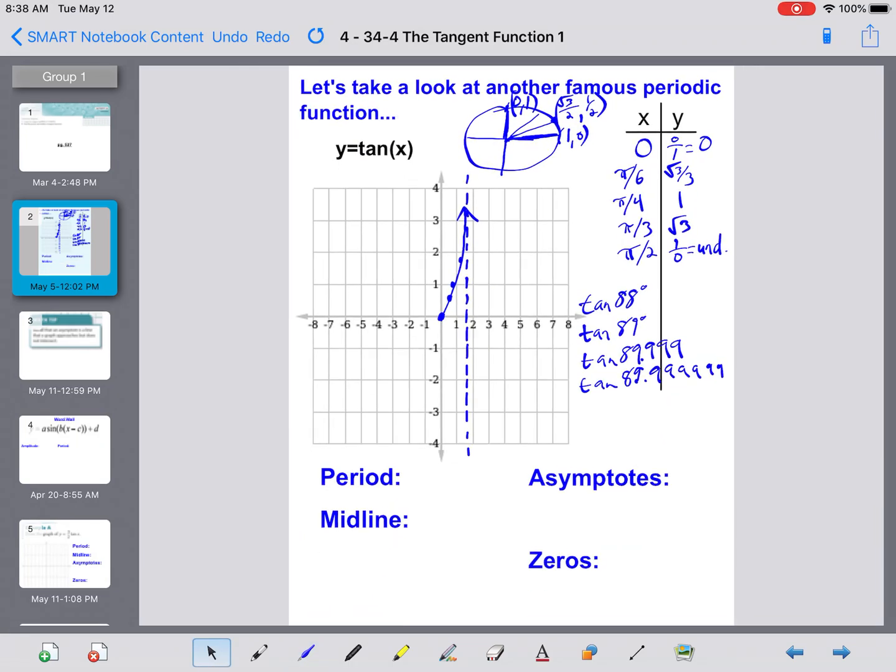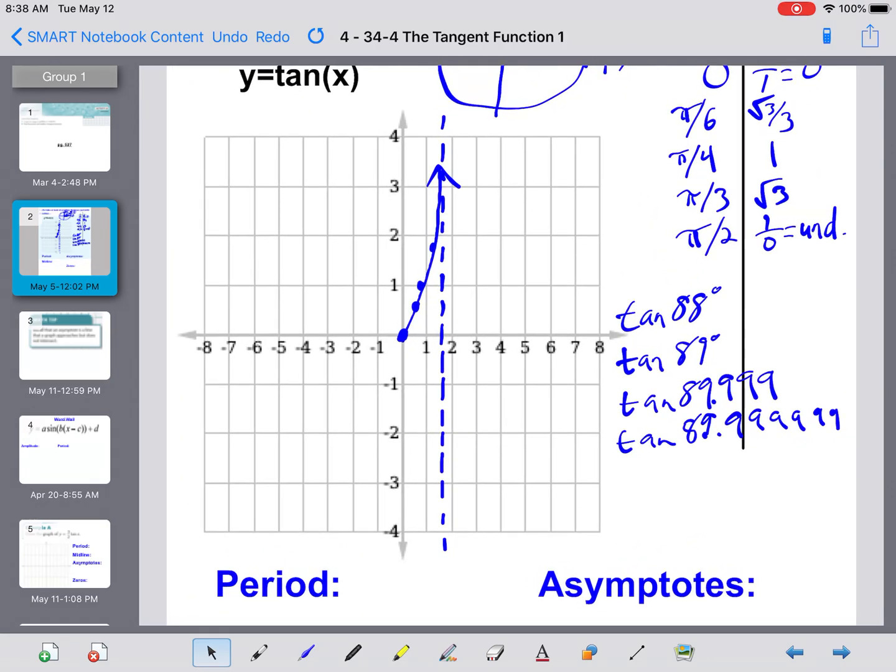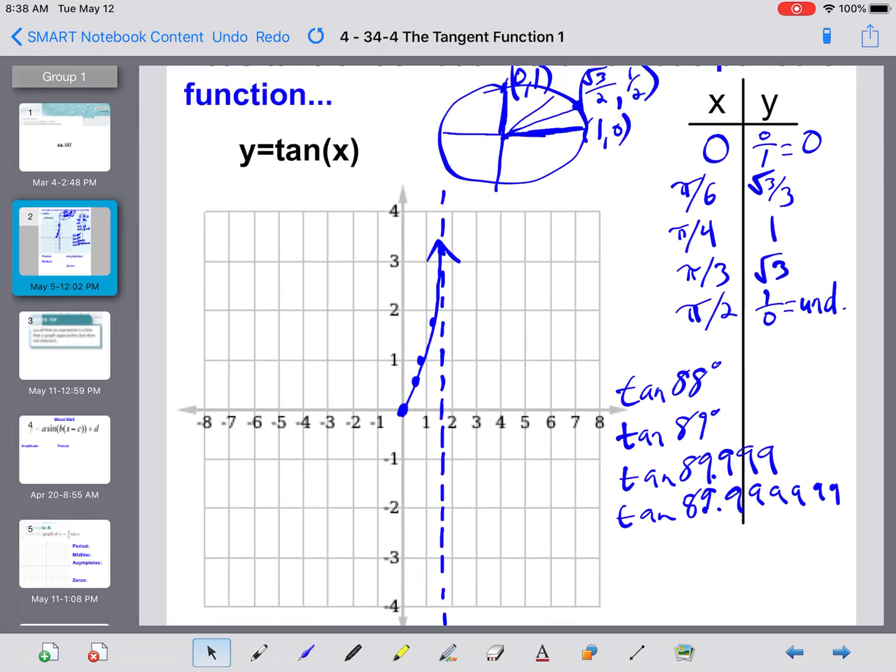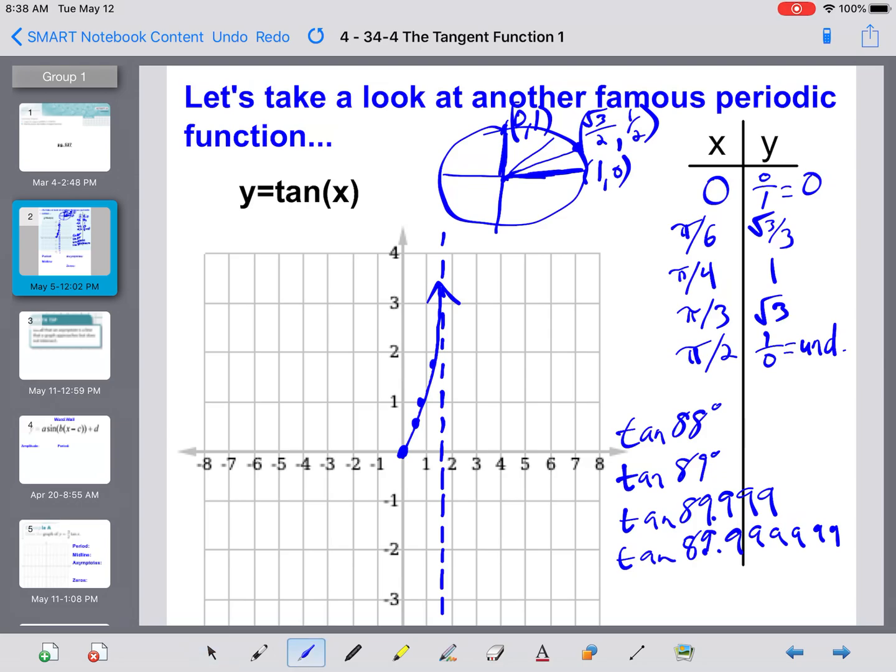Now, the reason it gets bigger, the reason the tangent ratio is getting larger when you go from 88 to 89, so if you think about our triangle here, right? When this triangle gets to be a right angle like this, so maybe that's 88 degrees or so, the y side here is getting longer, right? The y side is getting bigger. The x side here is getting smaller.